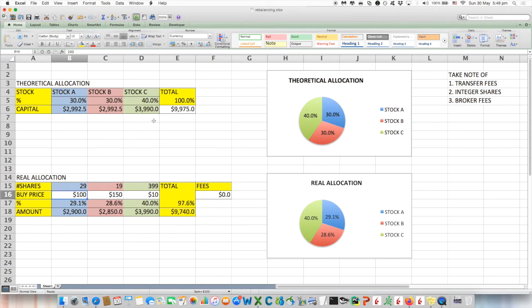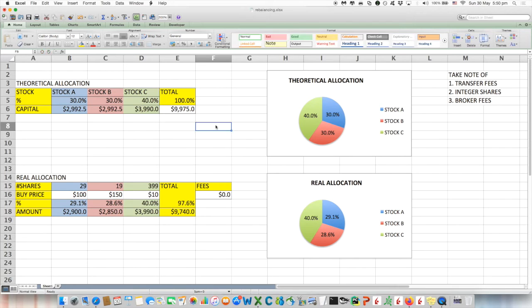Okay, this one will be 3990, right? Each share costs $10, so it should be 399. This one, 2992.5 divided by 150, you get 19 point something, so you buy 19. So let's see what is the real one. If I compute this divided by 150, actually I should buy 19.95, but I cannot, so I buy 19.